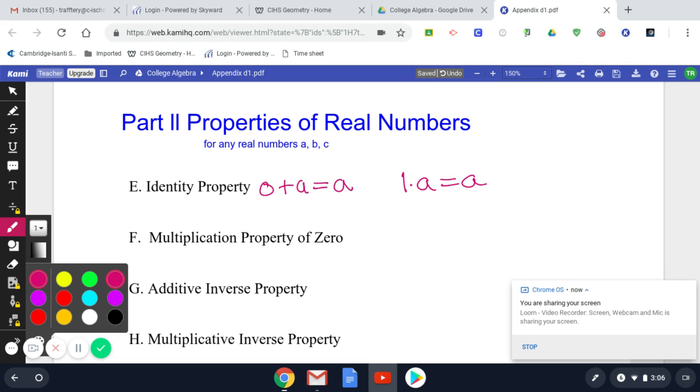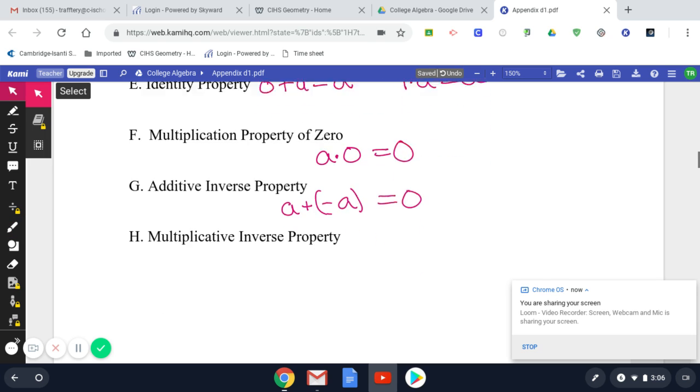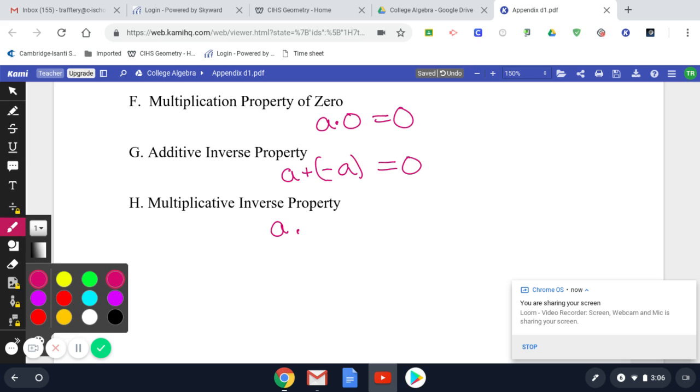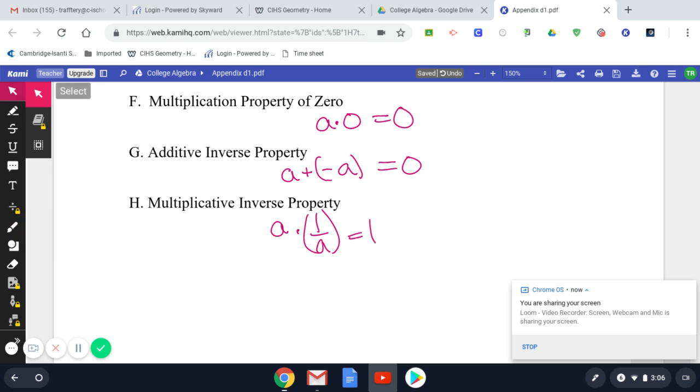That's the multiplication version. The multiplication property of 0 is the fact that A times 0, anything times 0, is 0. The additive inverse, A plus negative A, equals 0. And then finally, the multiplicative inverse is A times 1 over A, which then equals 1.